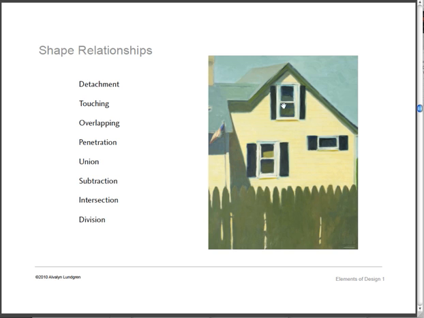This is overlapping the house, and the house shape as a whole is overlapping the background sky. The windows and shutters appear to be overlapping the facade of the house. Obviously the flag's overlapping the roof and the facade here.